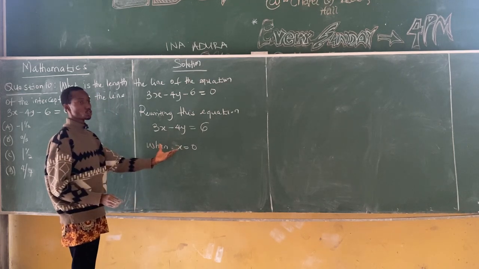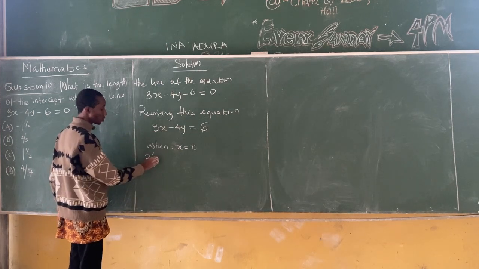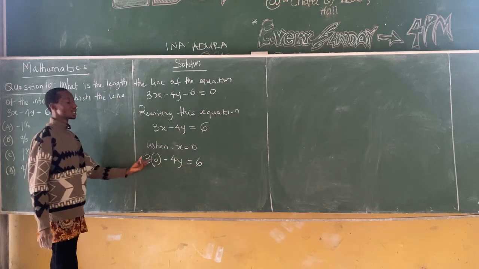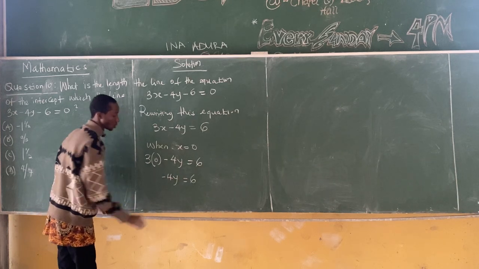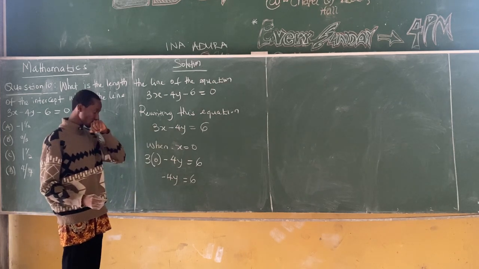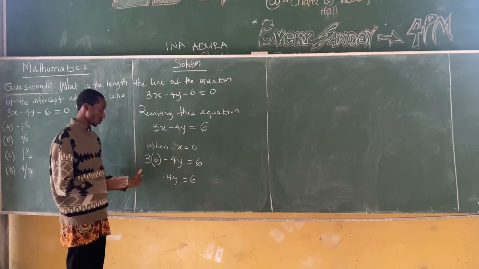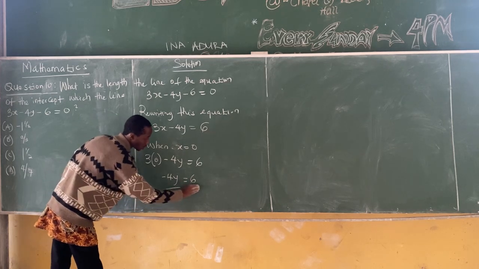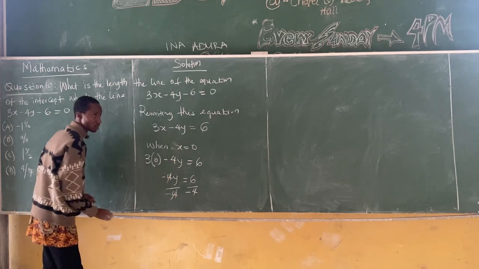When x is equal to 0, substitute 0 into this equation. We have 3, instead of writing x, we put 0 minus 4y is equal to 6. 3 times 0 is 0, so we have minus 4y is equal to 6. We are looking for y and not 4y. So what we do, we divide by the coefficient of y, which is minus 4. If we divide by the coefficient of y, we have divided by minus 4. This also divided by minus 4. This will take away this.